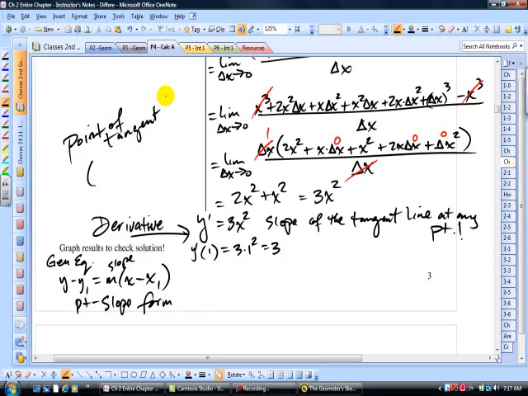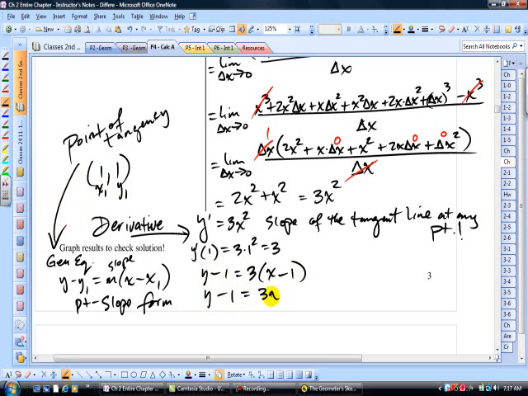The point of tangency is 1, 1. So this is my x1 and this is my y1. So what do I have? I get y minus 1 equals slope 3 times x minus 1. Again, I just substitute my slope and my x and y ones. I simplify a little bit. I get y minus 1 is equal to 3x minus 3 after you distribute. And then I add 1 to both sides. What do I get? I get y equals 3x minus 2. And this is my tangent line. And that's my goal of the problem.